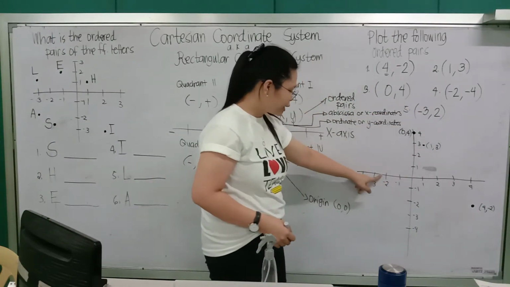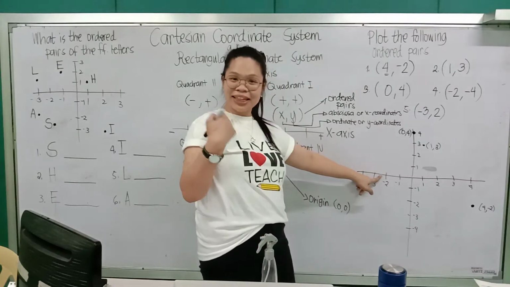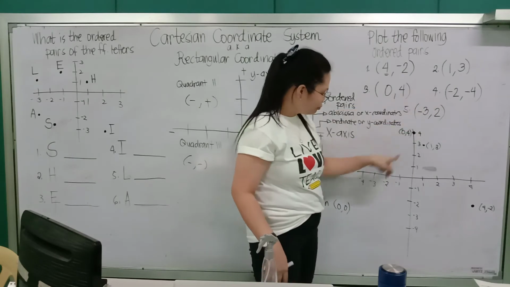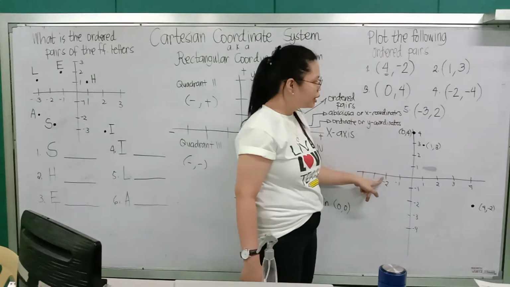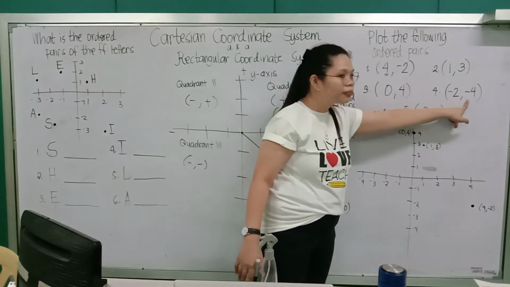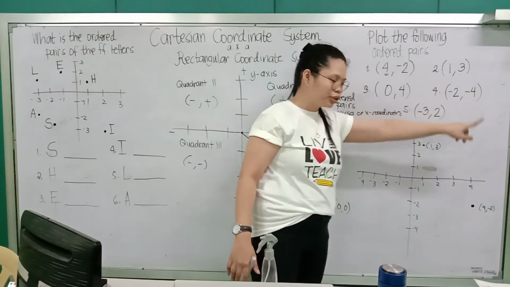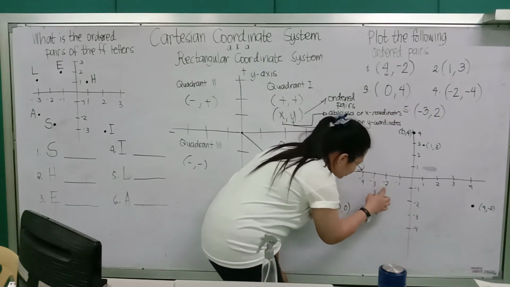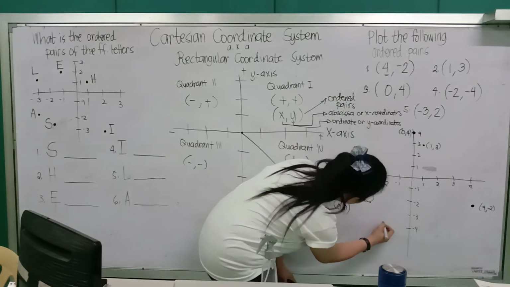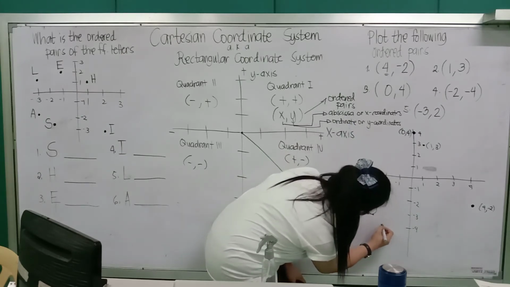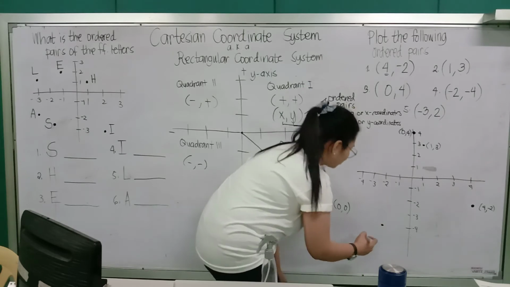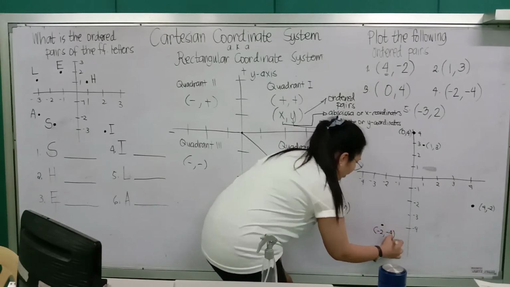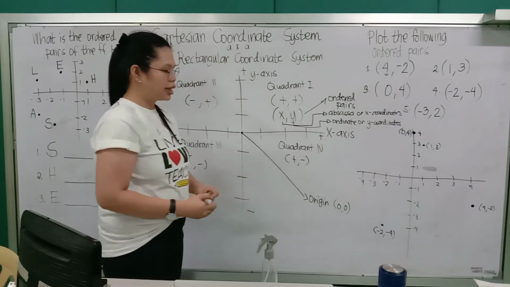Alright, so hanapin lang natin si negative 2. Sorry, dito pala. X pa lang tayo. Alright, so we have negative 2 x-axis, this one. Then we're going to go down 4 steps, which is negative 4. So, 1, 2, 3, 4. Tapos ito si 2. So, dito sila mag-meet. So, this is where negative 2 and negative 4 located.